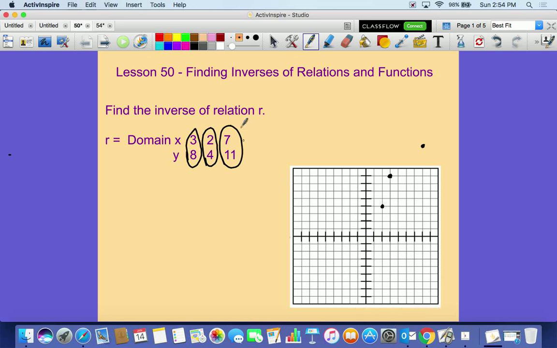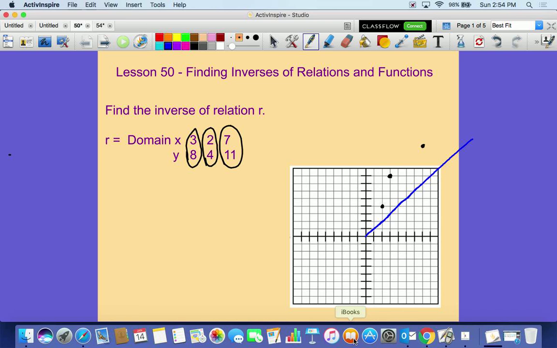Now, one thing we could do to find the inverse of this is we can draw in the line y equals x here. That's just this diagonal line that cuts right through the middle of the graph. Obviously it goes down here too, but I'm going to leave that alone because all of our points are in the first quadrant.